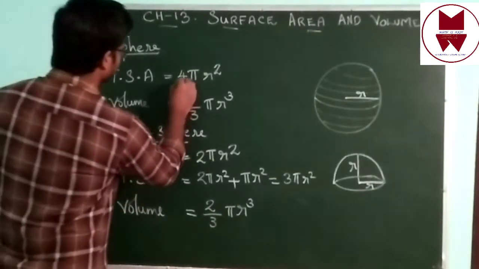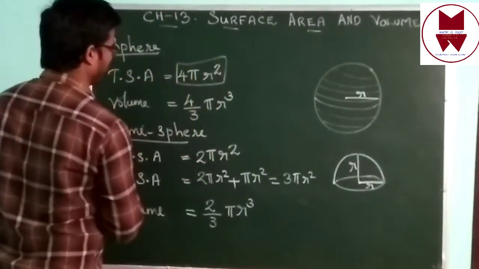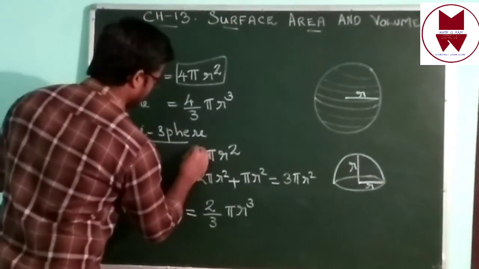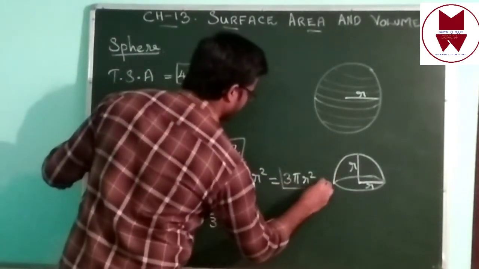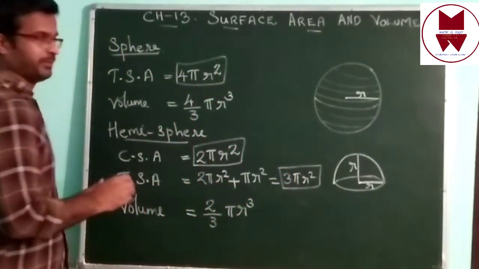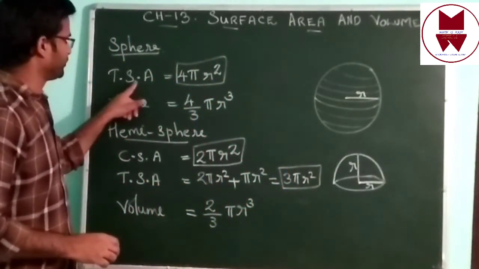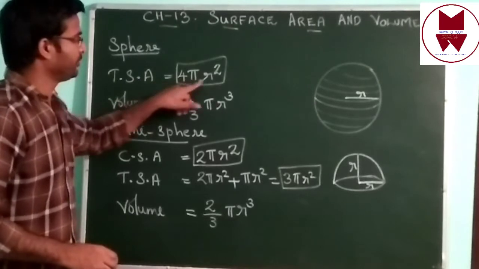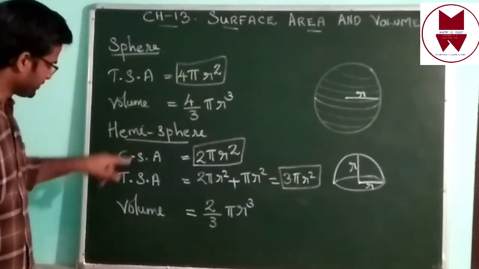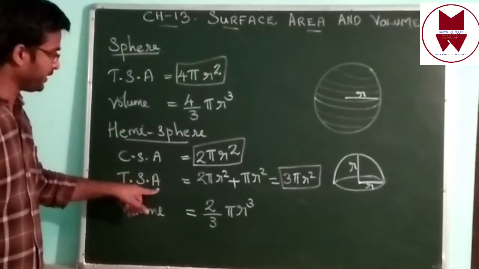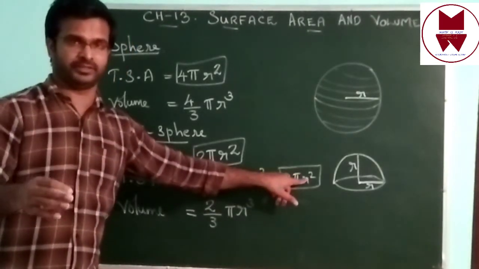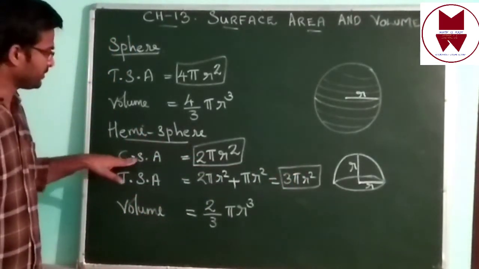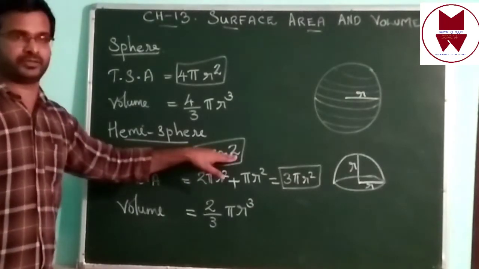Then 4 pi r square, 2 pi r square, 3 pi r square. Just combine that one. First, T as total surface area of sphere is 4 pi r square. Then next, study T as total surface area of hemisphere, just 3 pi r square, isn't it? Then C as curved surface area is 2 pi r square.